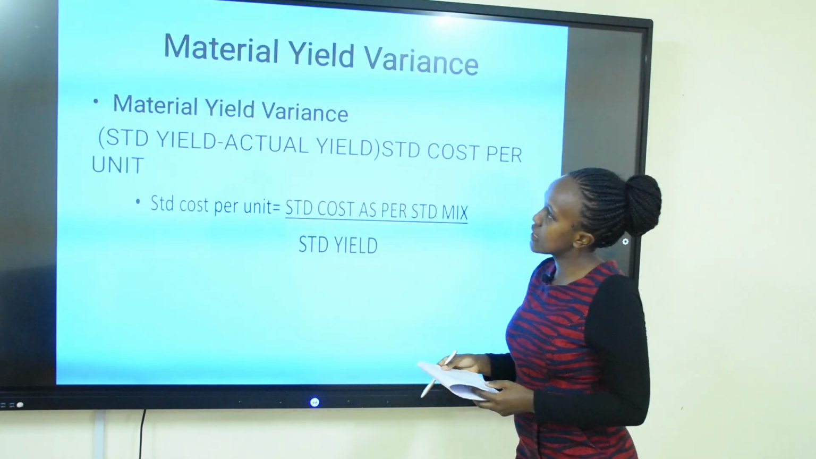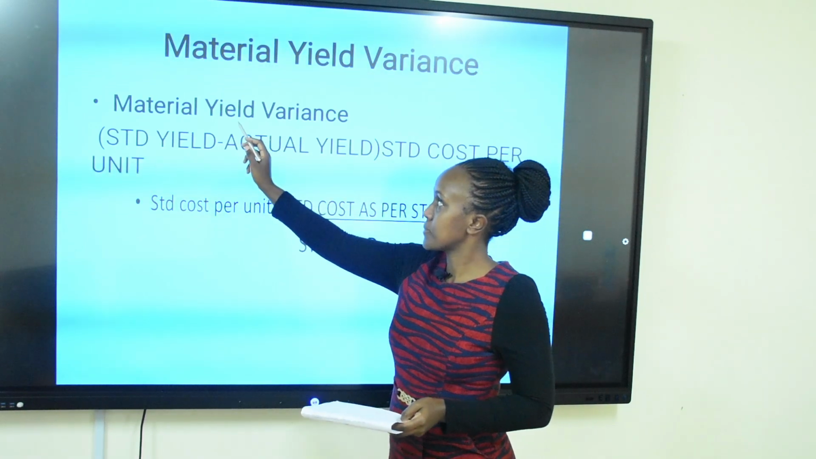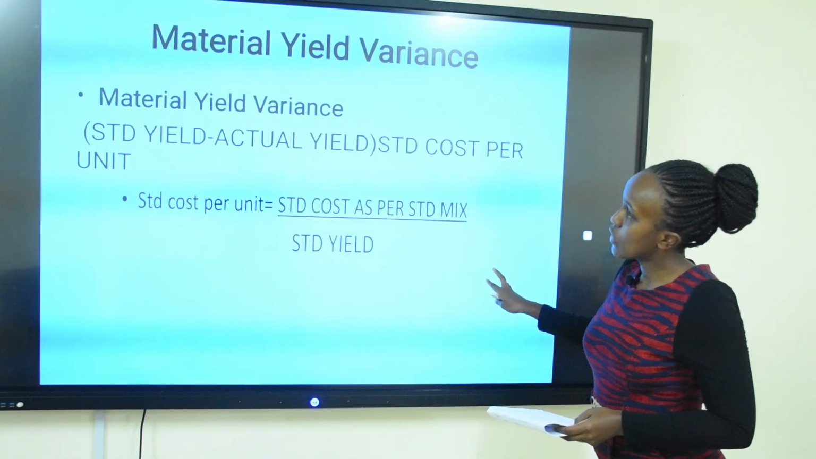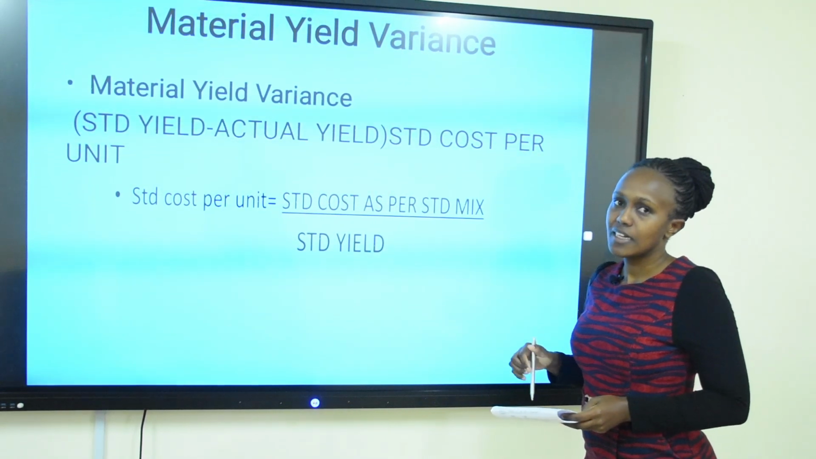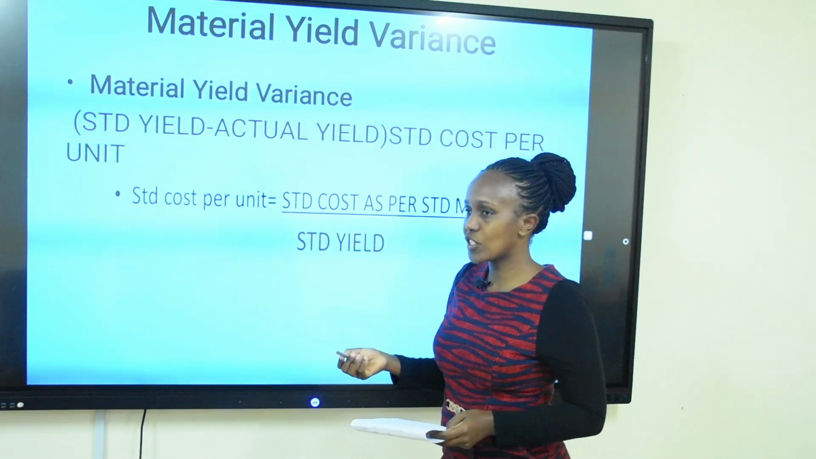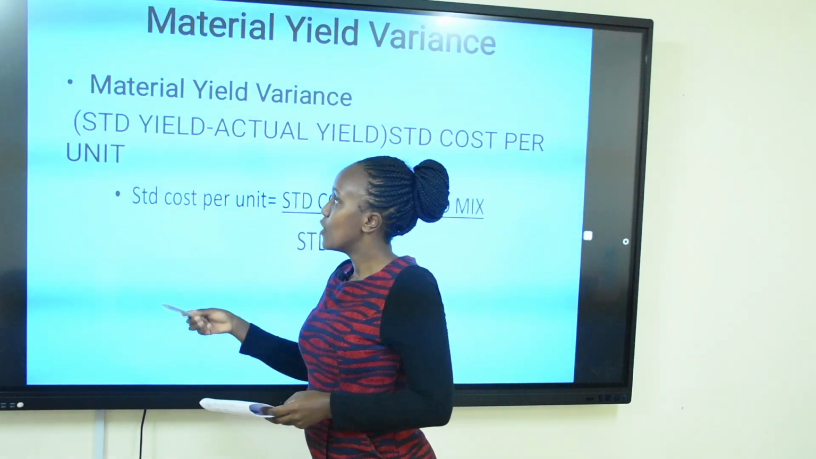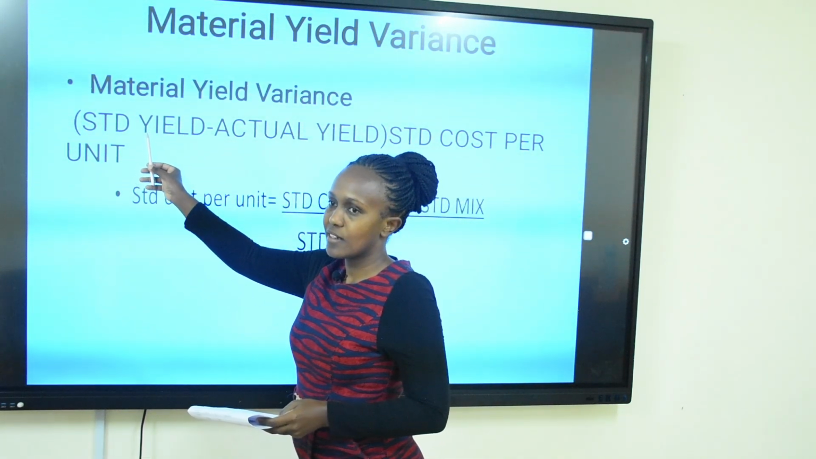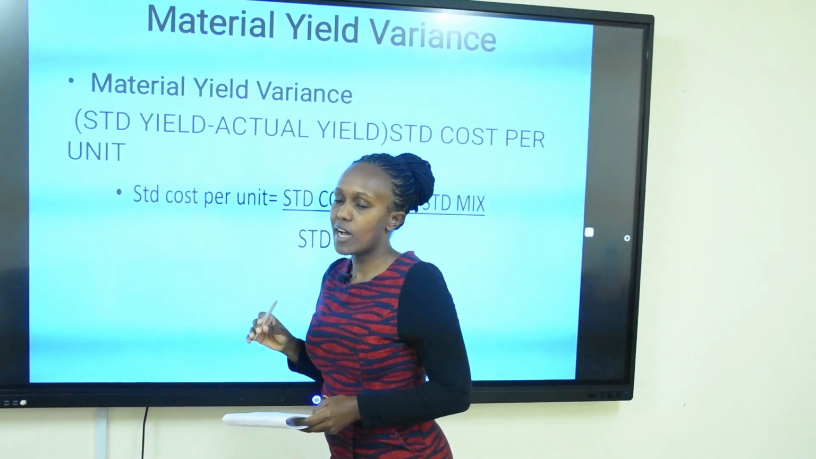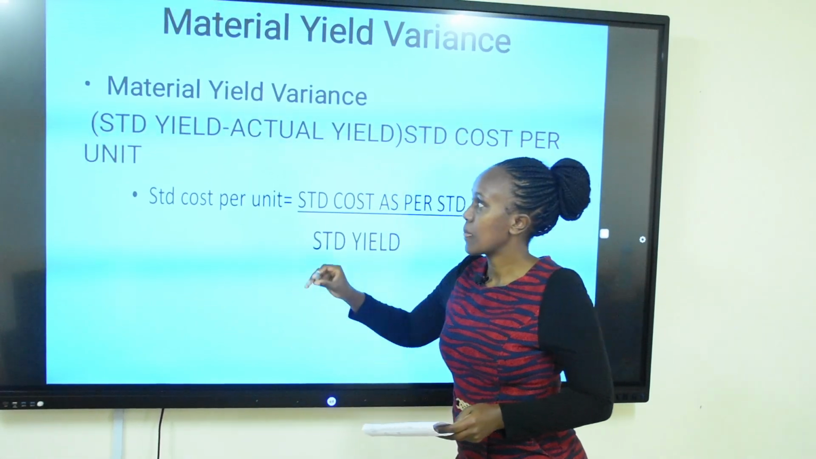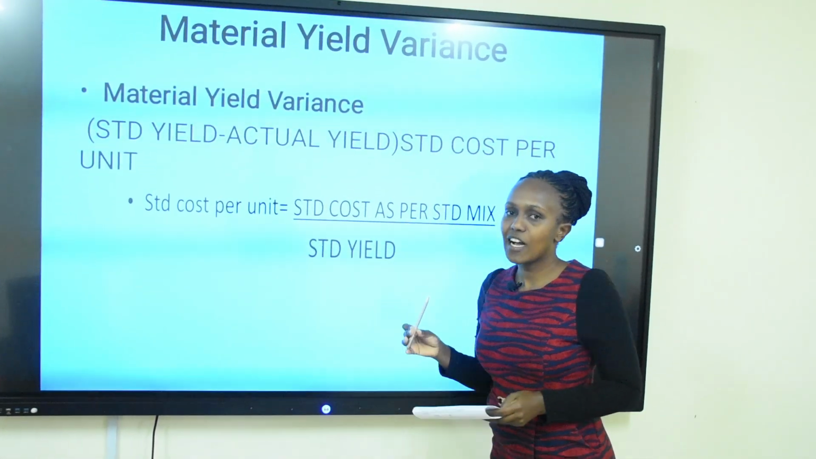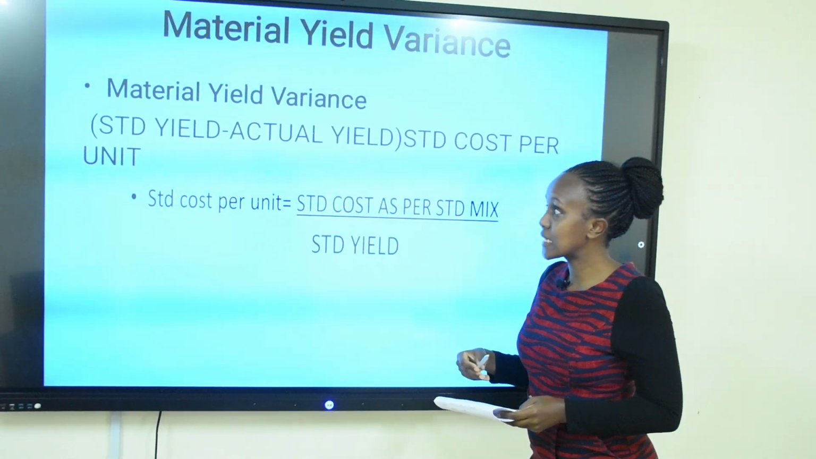We are also going to look at the material yield variance. So we are going to be comparing the standard yield. How much is the output that is expected from mixing the materials? So what is the standard yield? What is the output that is expected? We are going to compare that with the actual yield. How much is the actual output that came out from the mix?